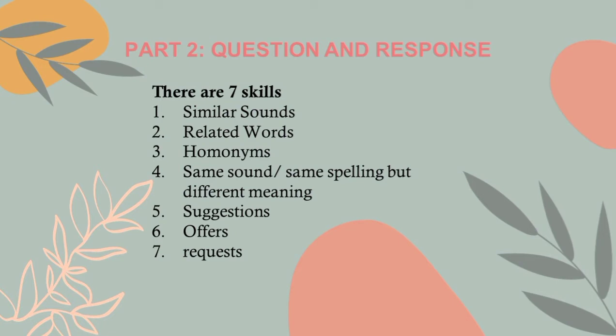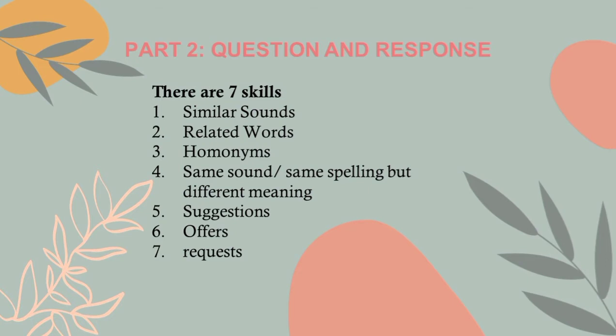Okay, move to part 2, questions and response. There are 7 skills: 1 is similar sounds, 2 is related words, 3 is homonyms, 4 is same sounds or same spelling but different meaning, 5 is suggestions, 6 is wh-words, and the last one is requests.